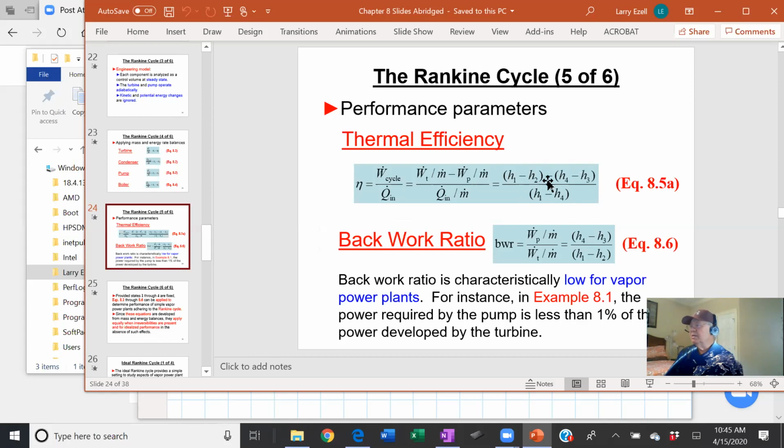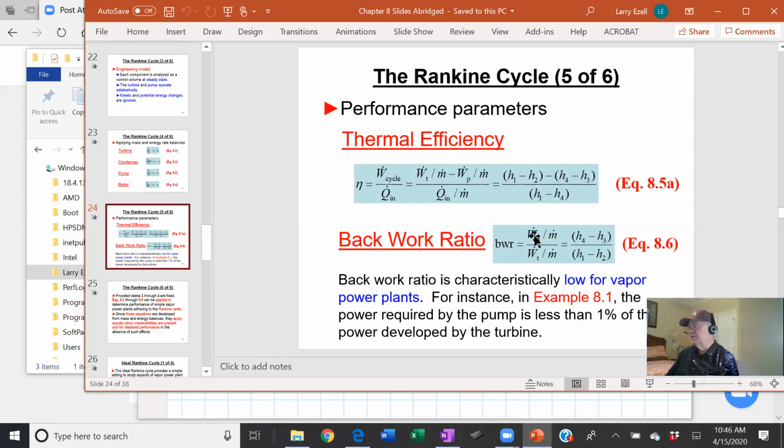So the thing I want you to remember here, once you come up with the enthalpies and look all those up, actually making the calculation is pretty straightforward. I'm going to put a plus here, and then I'll have H3 minus H4. That'll give you a negative when I give you the formula on your formula sheet, but don't let that confuse you. Then they come up with this thing called the backwork ratio.